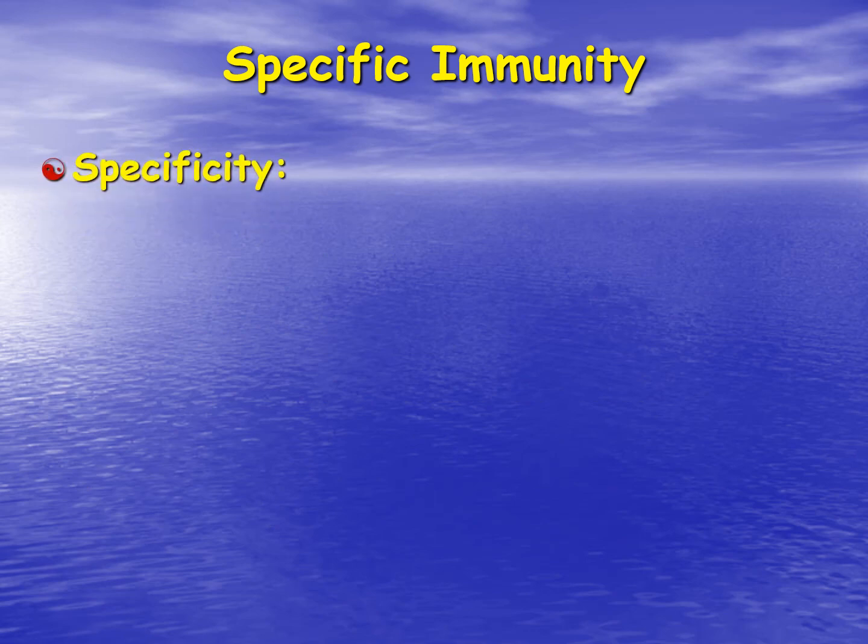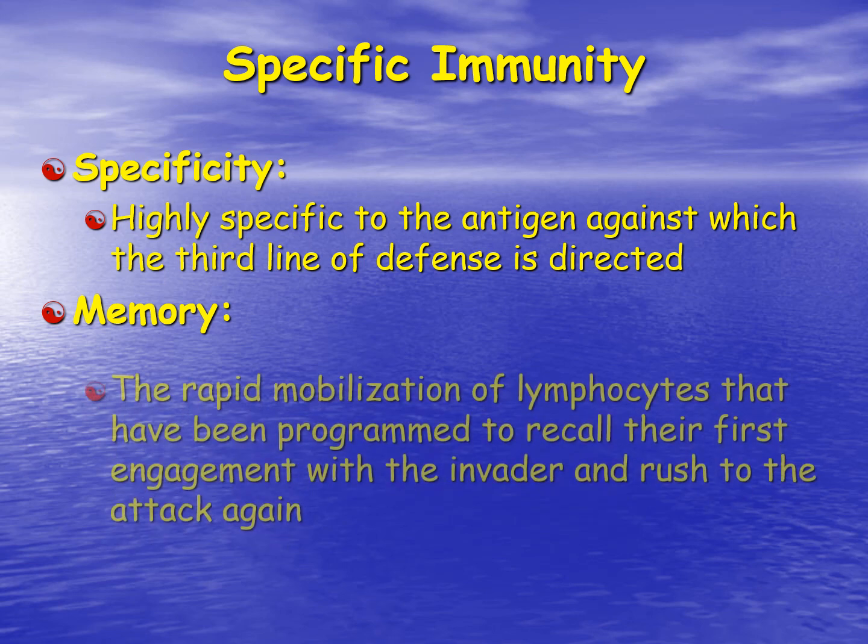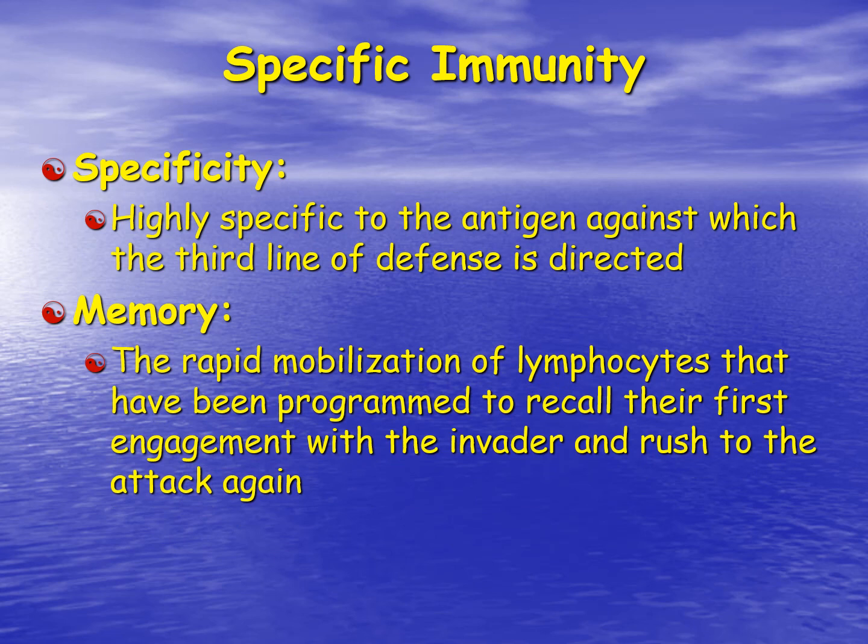Because the adaptive response is unique to each individual, it does have specificity. It's highly specific to the antigens against which the third line of defense is directed, and that is to those things that the individual has been exposed to. The other thing that separates the adaptive immune response from the innate responses is the fact that we develop memory. This is the rapid mobilization of lymphocytes that have been programmed to recall their first engagement with the invader and rush to the attack again. This allows us then to have a more rapid response if we see this antigen a second or subsequent time.